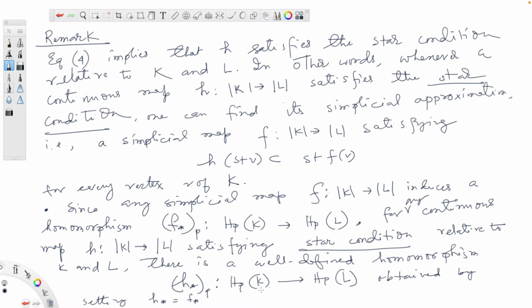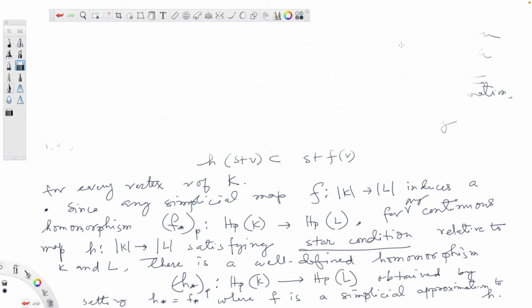Okay, where f is a simplicial approximation to h, right? So this fact tells us that even when h is just a continuous map satisfying the star condition relative to the given two complexes K and L, we are good. We can still induce a group homomorphism at the level of homology groups. Okay? All right, let me erase everything.